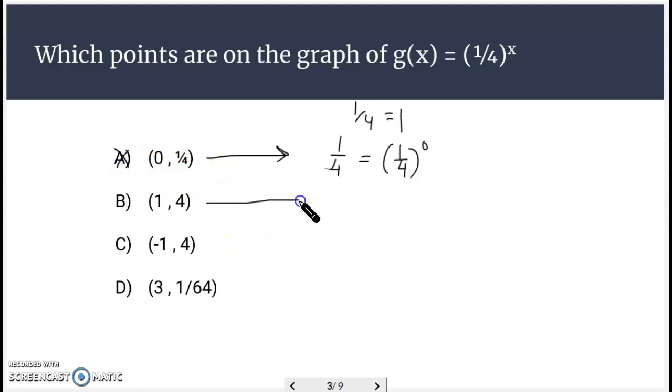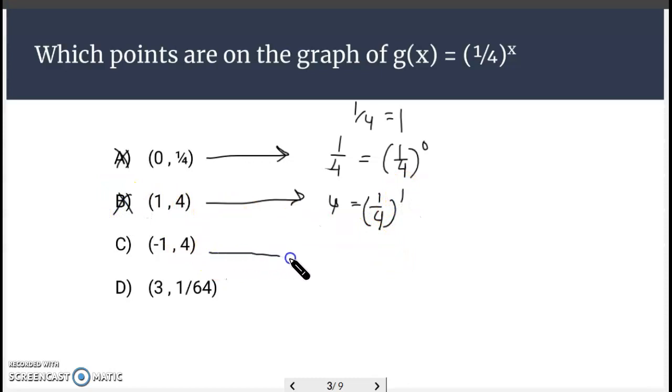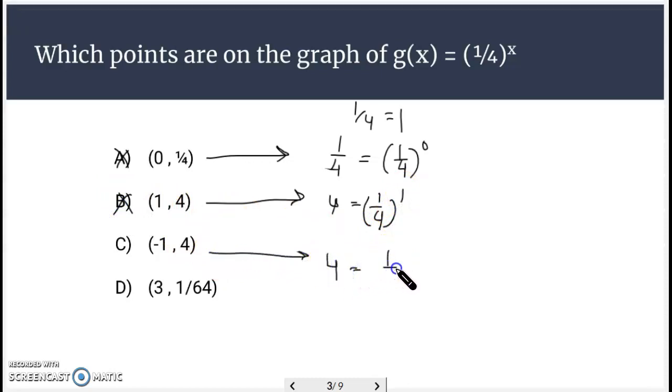Let's try the next one. 4, and for the y value, 1/4 raised to the power of 1. Nope, 1/4 does not equal 4. Alright, let's try this one. -1 and 4 here. 1/4 to the power of -1. Yeah, a -1 exponent kind of flips the fraction around. So really another way of saying this is 4 equals 4. That definitely works. And then, so C works.